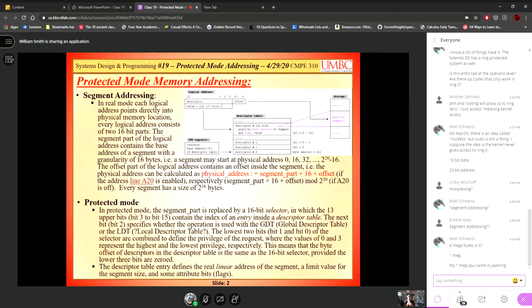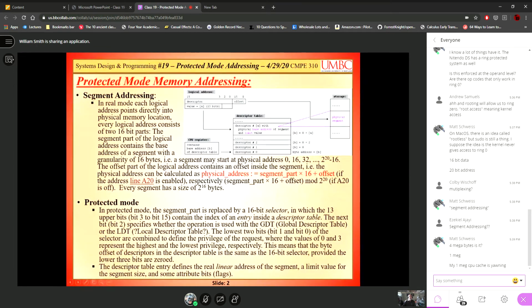Okay, and then they took it to the next level where they decided to have protected mode addressing, and they built that into the address itself. So it's really tough to get in and out of something when it's built into, baked into the address itself.